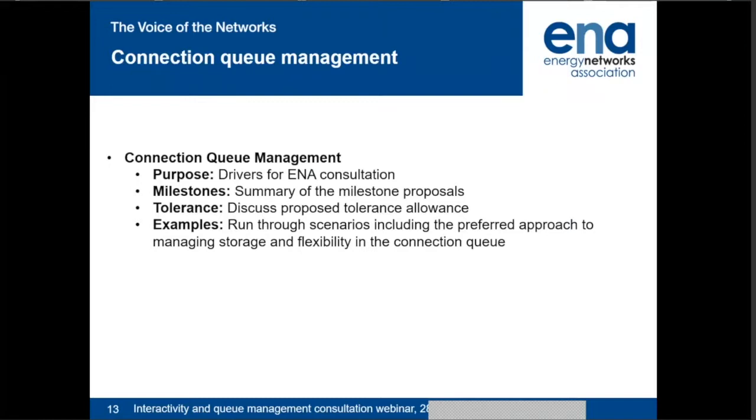I'm going to talk a little bit about why we're looking at the issue of connection queue management in the first place, and then I'll focus on our preferred approach to two key elements of the policy, the milestones that we've adopted and what we've called the tolerance policy. I'm then going to run through some examples of how the policy would work in practice and how it will apply to storage and flexibility assets, which is very much in line with Ofgem's expectations as they've set out in their smart systems and flexibility plan.